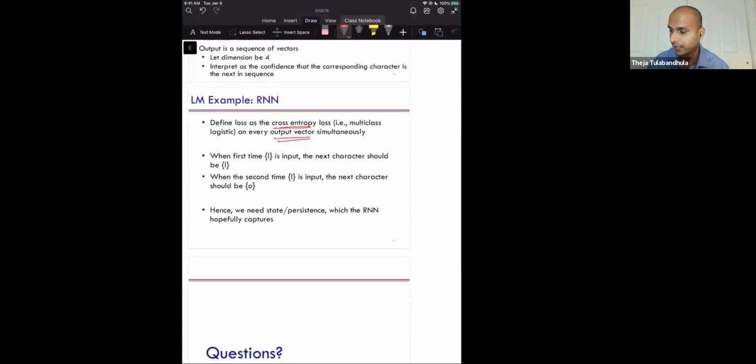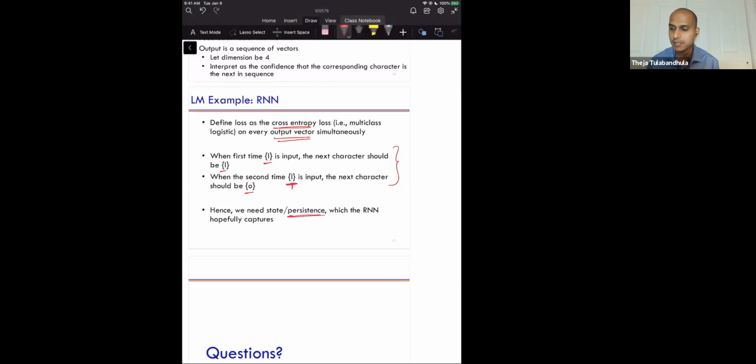And the notion of persistence, just to point that out, is that when the first L is input, then the next character should be L, whereas the second time L is input, the next character should be O. So you have to remember which L, even though you're at L, what happened before matters. So for the example here, at this L, you should predict O because previously there was another L that appeared immediately previously. So that's why you need the notion of persistence.